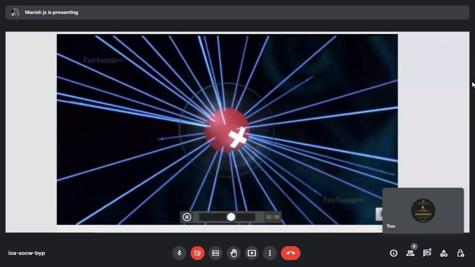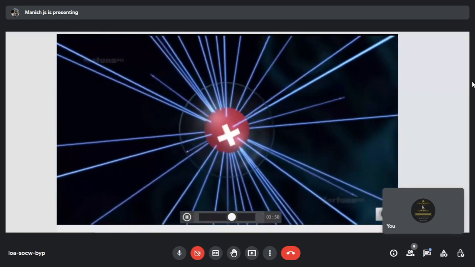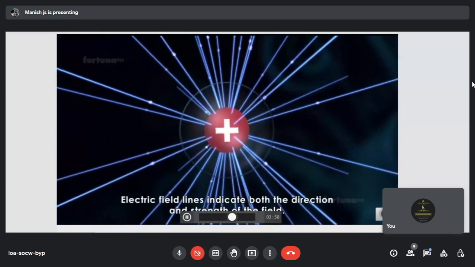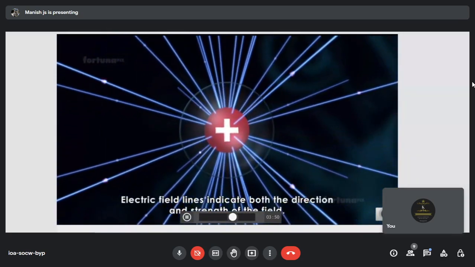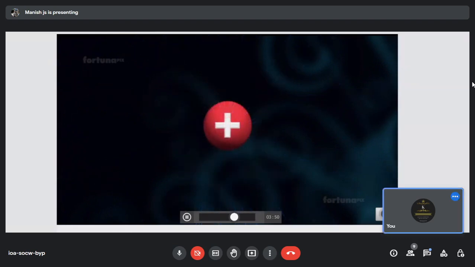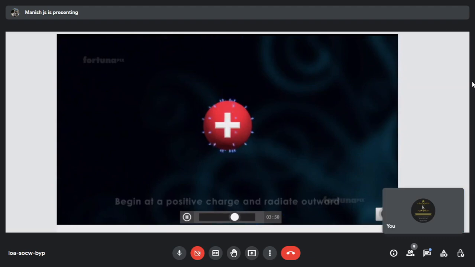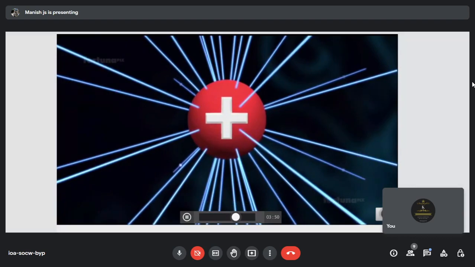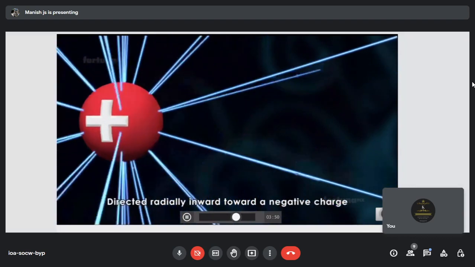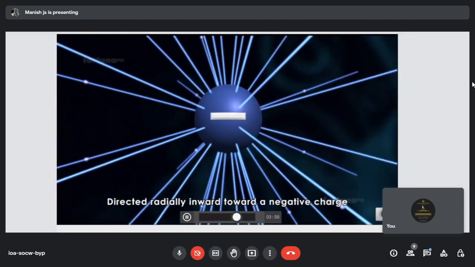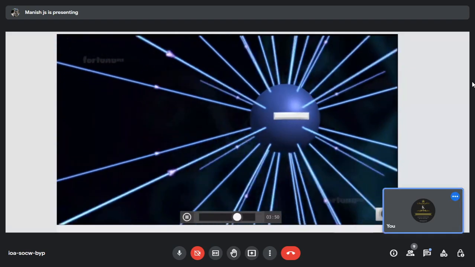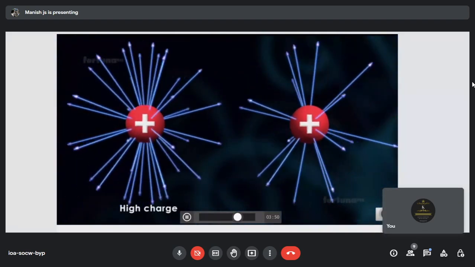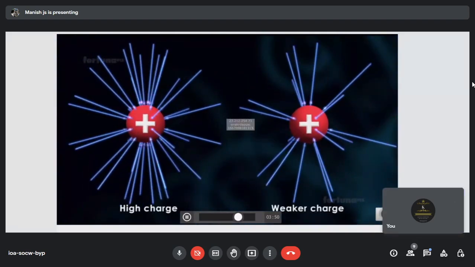An electric field can be diagrammatically represented with electric field lines indicating both the direction and strength of the field. Electric field lines begin at a positive charge and radiate outward. Conversely, they are directed radially inward toward a negative charge. The lines will be denser around a higher charge and less dense around a weaker charge.